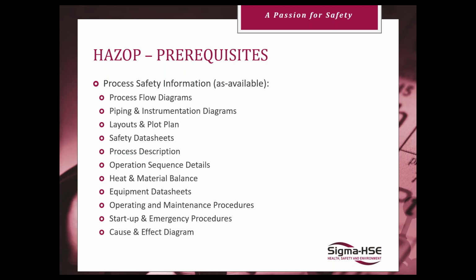Process description, operation sequence details, be it, if it's an automated process, what does the process entail? If it's operator driven, what are the procedures that they're following? Your heat and material balances, equipment data sheets, any procedures involved in operation and maintenance, startup and emergency procedures, and cause and effect diagrams for any of the automated safeguards that you have in place.